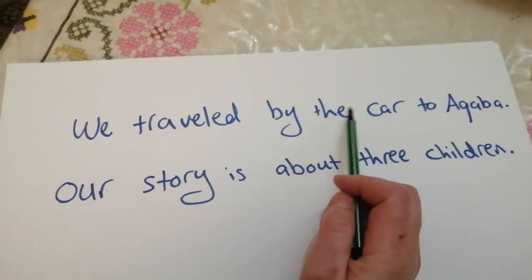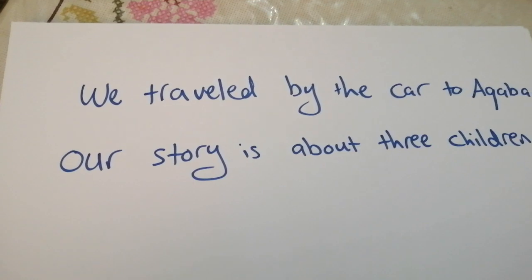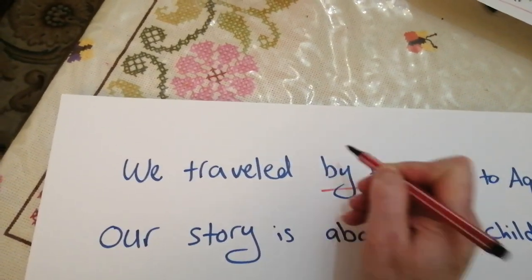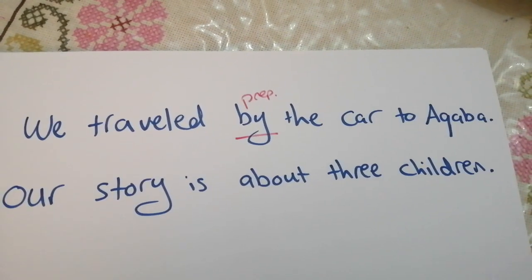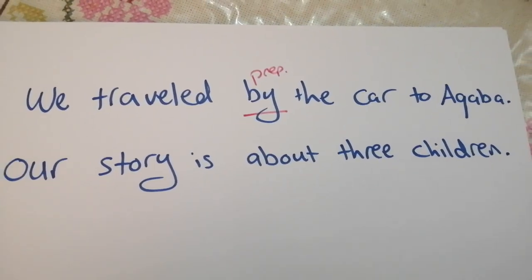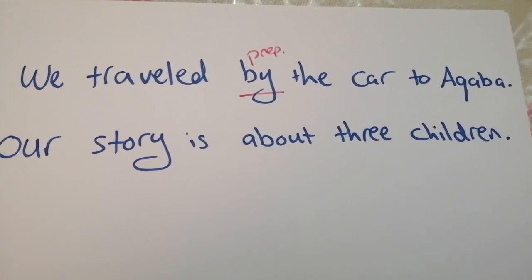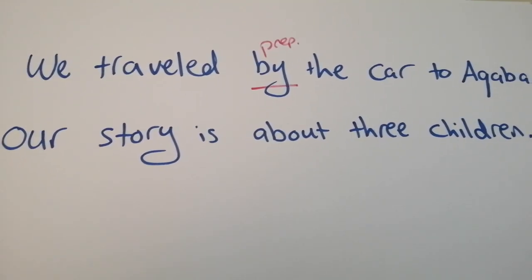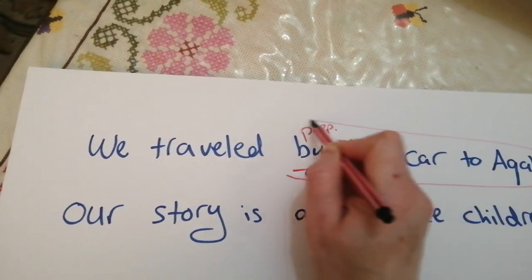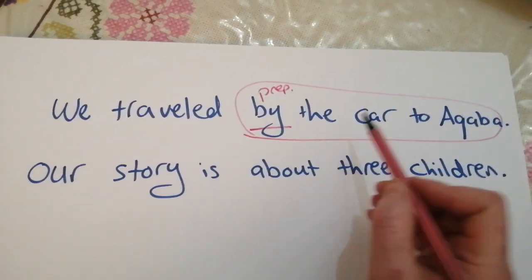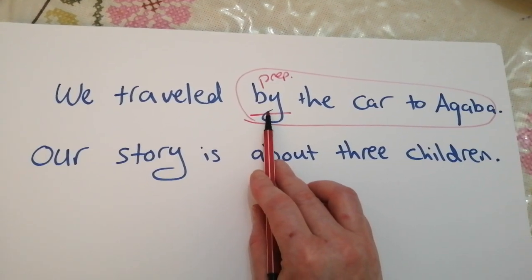We traveled by the car to Aqaba. Okay, where is the preposition here? By, it is the preposition. Where is the prepositional phrase? Again, the prepositional phrase starts with the preposition. It ends with the object of the preposition, which could be a noun or a pronoun. By the car to Aqaba, this is the prepositional phrase. It's part of the whole sentence. By, it's the preposition.